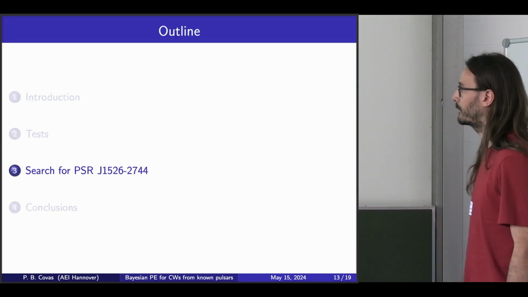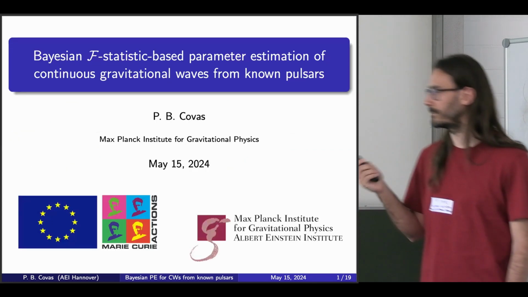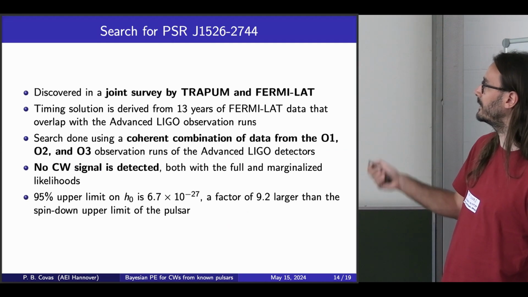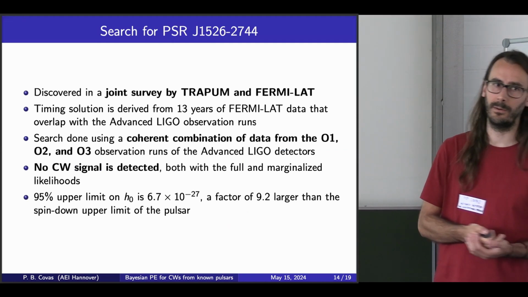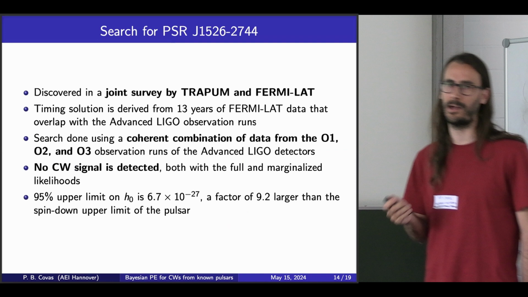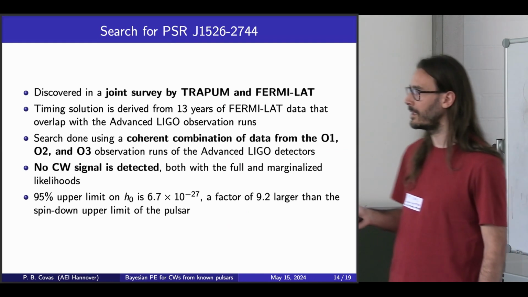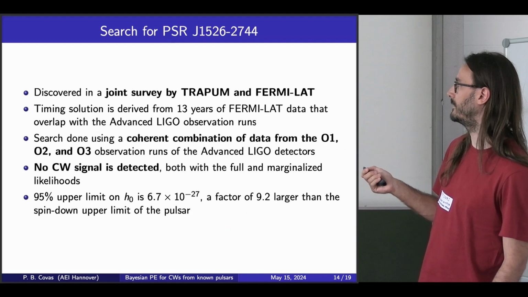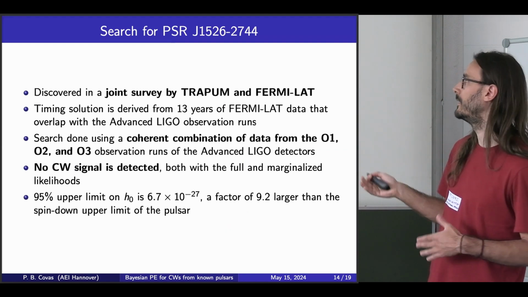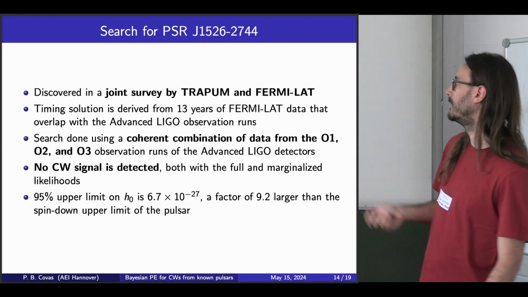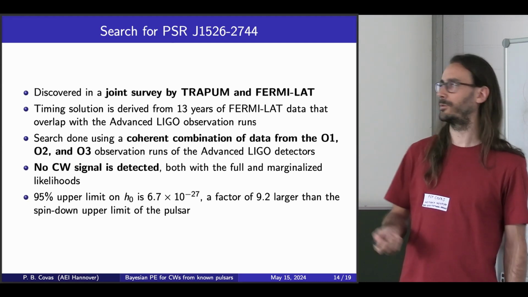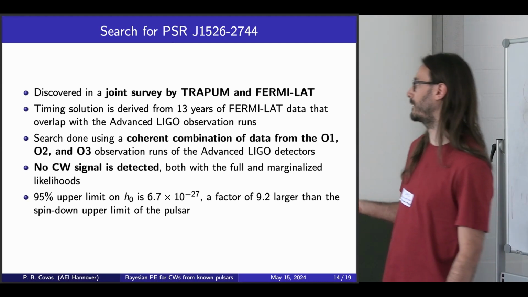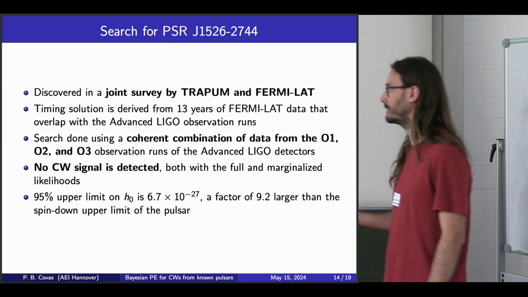Okay, very quickly, let me give you some words about the search that we did for this pulsar, J1526. This pulsar was discovered recently in a joint survey by TRAPUM and Fermilab, and the timing solution was derived from 13 years of Fermilab data, which overlaps with the observation runs from Advanced LIGO. The search that we did uses a fully coherent combination of data from the O1, O2, and O3 observation runs of the Advanced LIGO detectors.